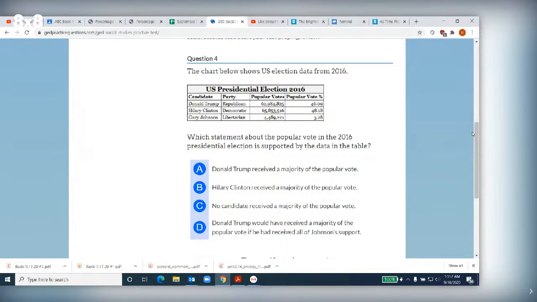Indeed, Donald Trump would receive a majority of the popular vote if he'd received all of Johnson's support. So Donald Trump, if you add the 3 on that, it's only going to be 49.37. So that's not it either. So what it would be is C, no candidate received a majority of the popular vote, because no one got 50% of the popular vote. And even if you add the 3.28 to Donald Trump's 46%, it doesn't give him 50%. Okay, so it would be C, no candidate received a majority of the popular vote.